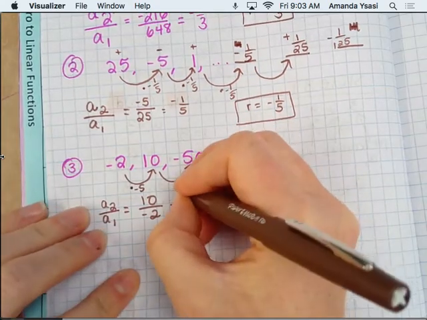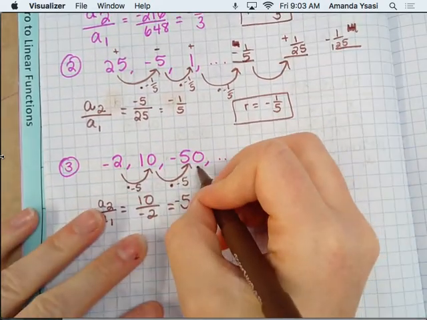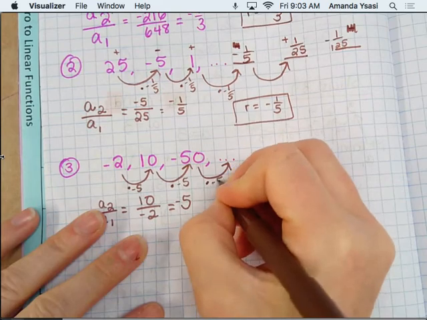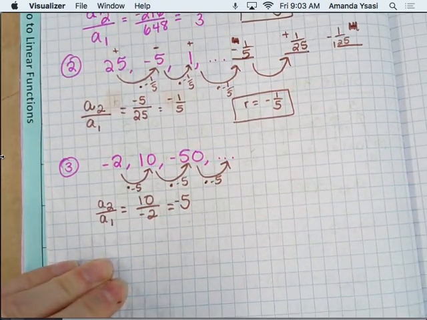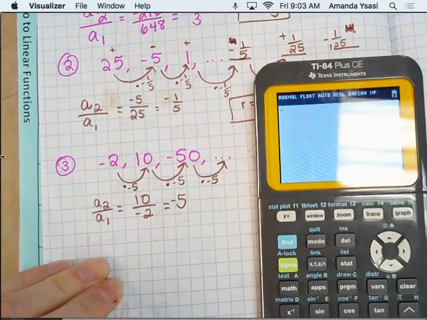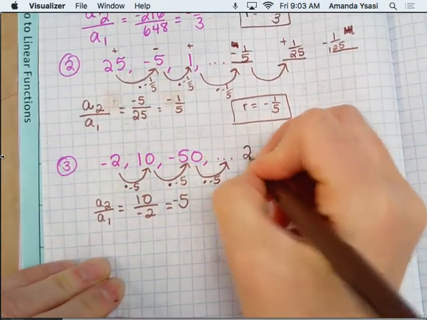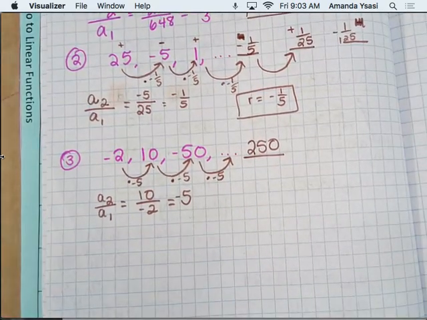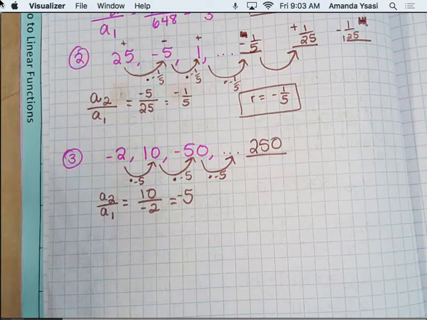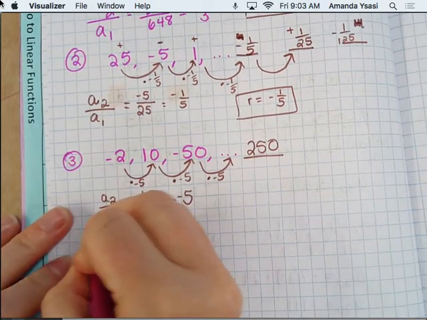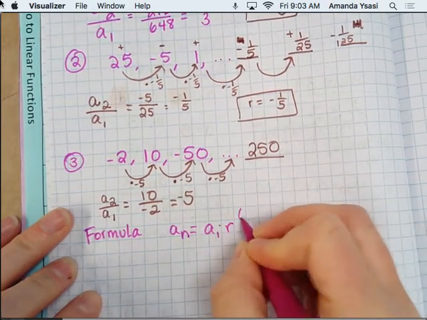Is 10 times negative 5 also, does that equal negative 50? Yeah. Okay, so let's find the next term. Negative 50 times a negative 5. So it's 250 is the next term. Okay, so it doesn't ask us for the next term. It actually asks us for the formula. So let's write down what that formula is. An equals A1 times R raised to the n minus 1.